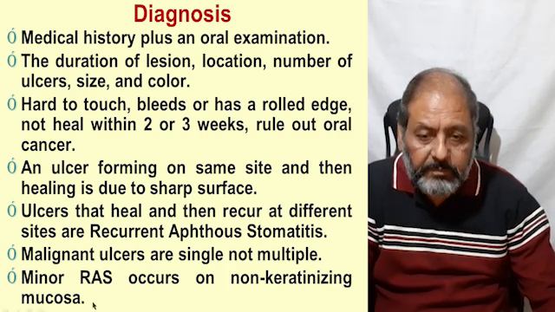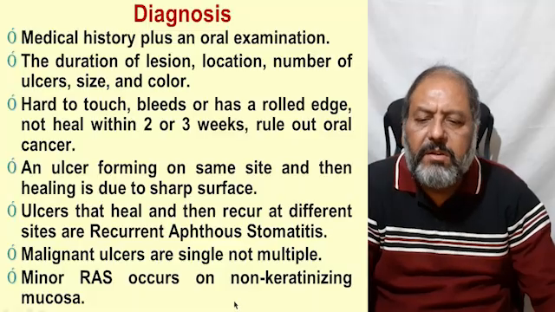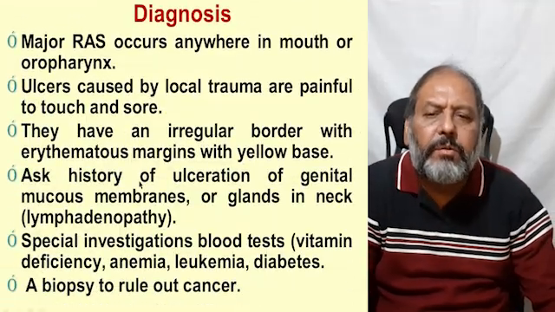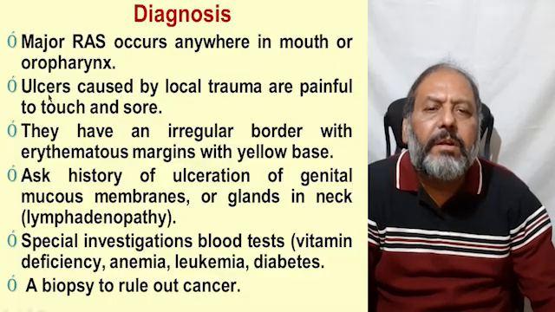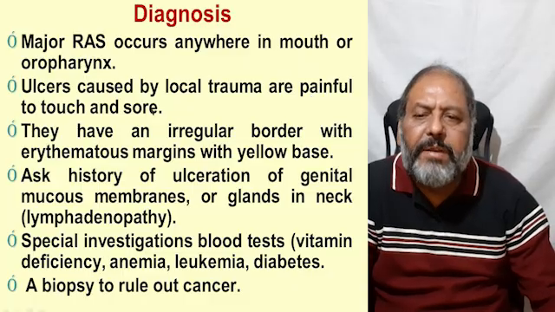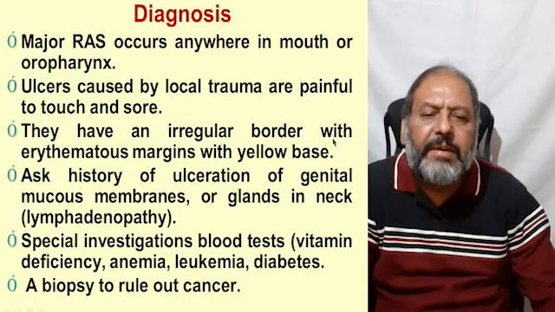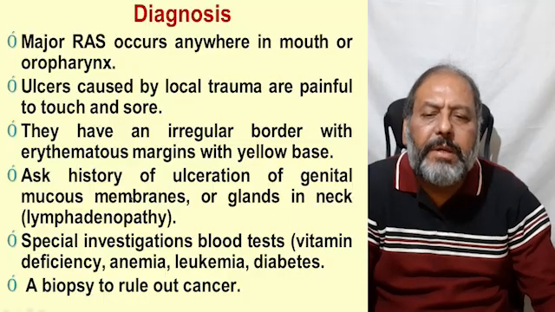Minor recurrent aphthous stomatitis occurs on the non-keratinizing mucosa also. Major RAS occurs anywhere in the mouth or oropharynx. Ulcers caused by local trauma are painful to touch and sore. They have an irregular border with an erythematous margin and a yellow base.